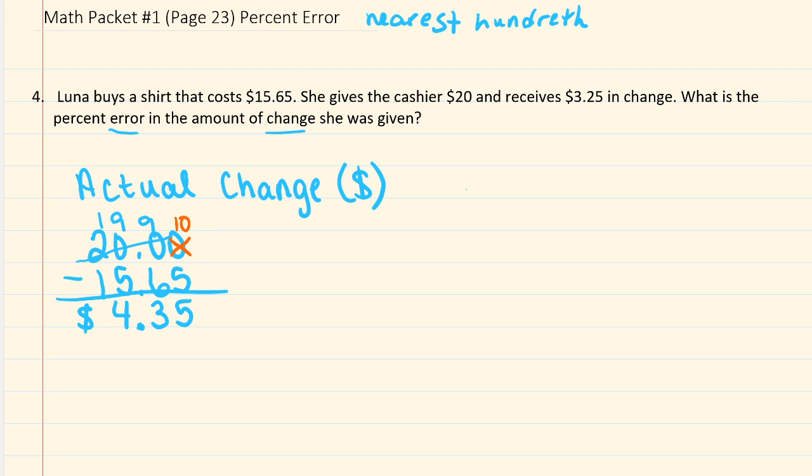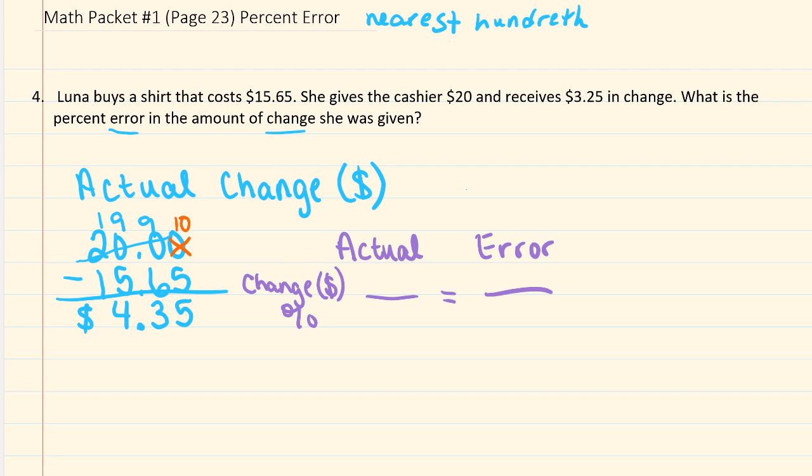Now the cashier gave us $3.25, so obviously there's a little bit of error there. So let's set up a proportion. So we'll have actual over just a little, and we'll have the change in money. And then we'll have our percents on the bottom. Then over here we'll have error.